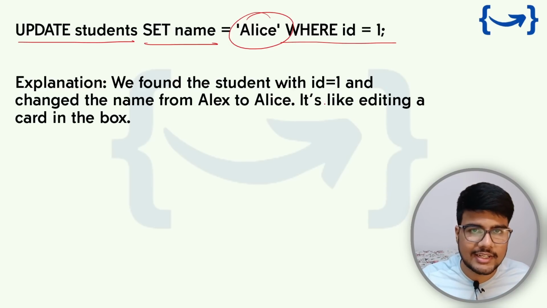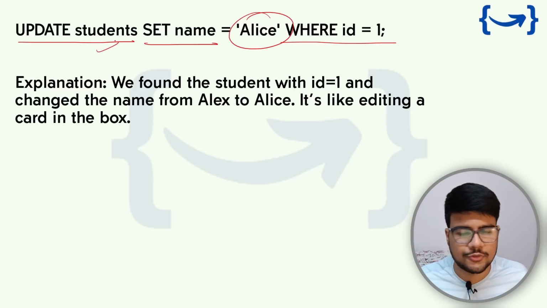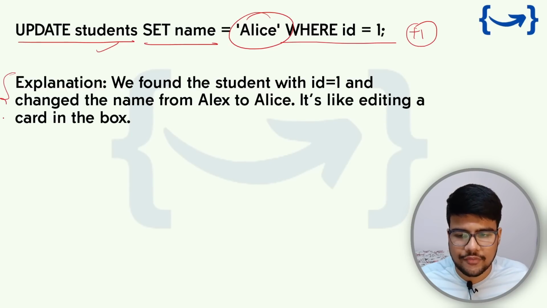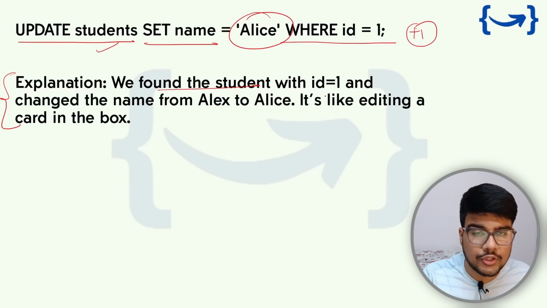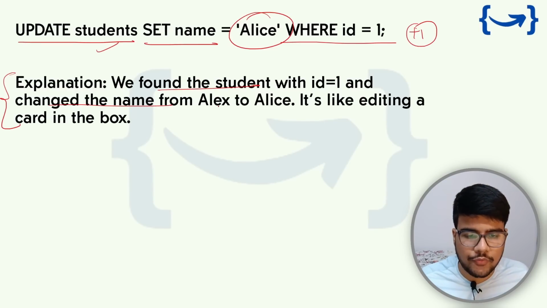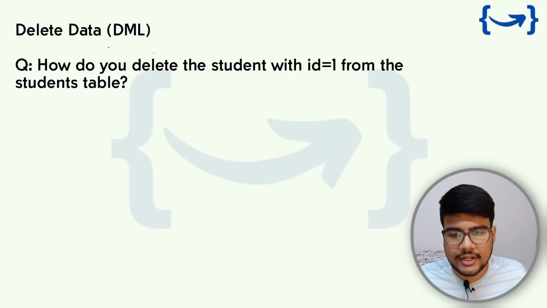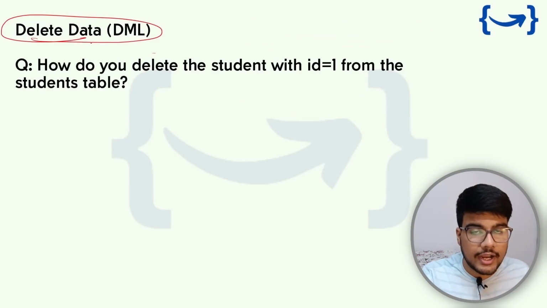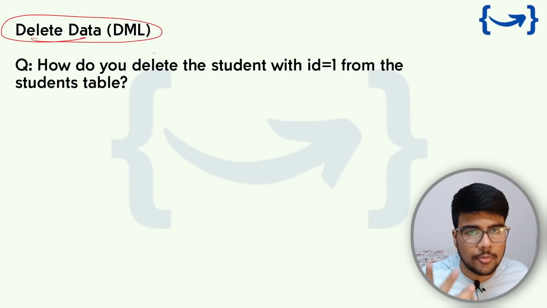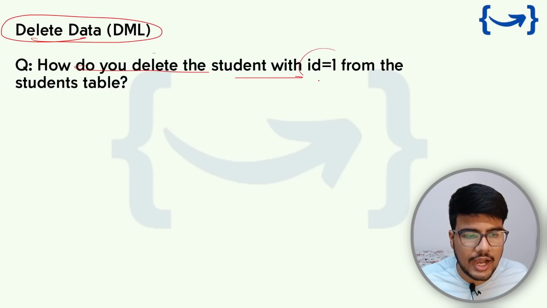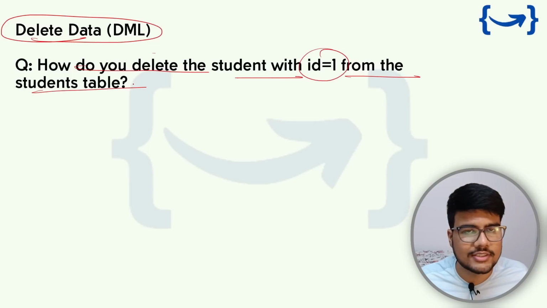So yeah, this is the correct answer which matches our query. So again, +1 mark if you mark this query right. And we have a given explanation: we found the student with ID 1 and changed the name from Alex to Alice. Okay, fantastic. Now, delete data, DML. So till now, which DML commands have we covered? Insert, update. Now we are here with delete. So how do you delete a student with ID equal to 1 from the students table?